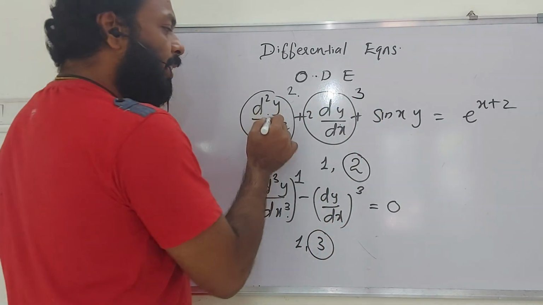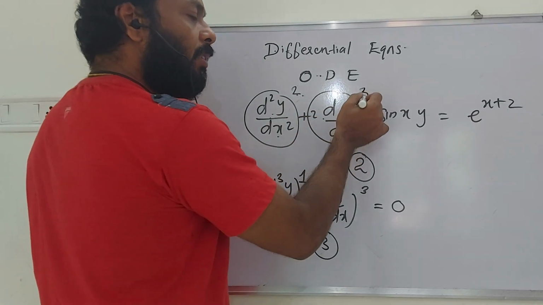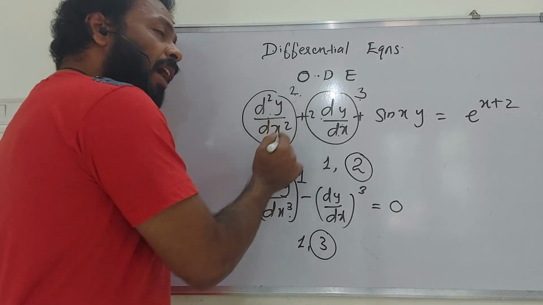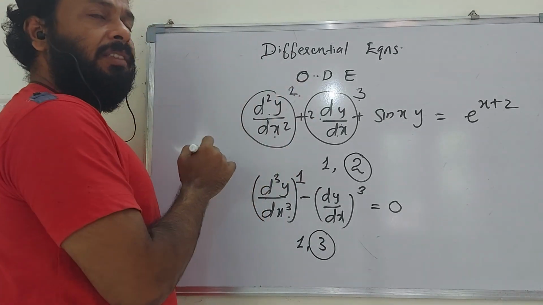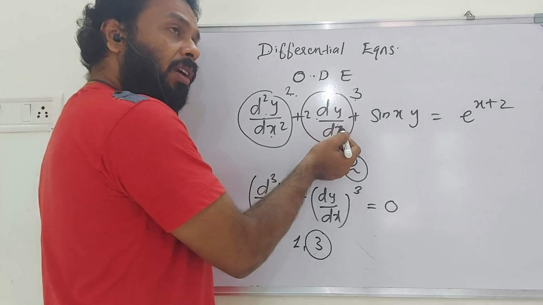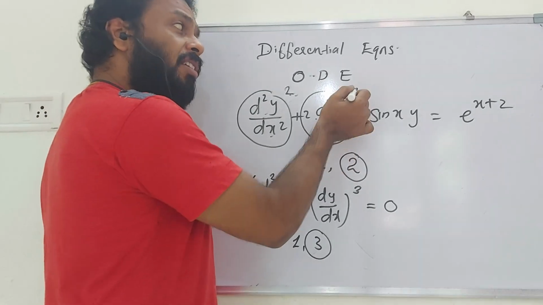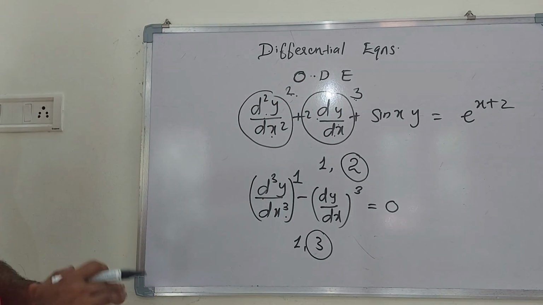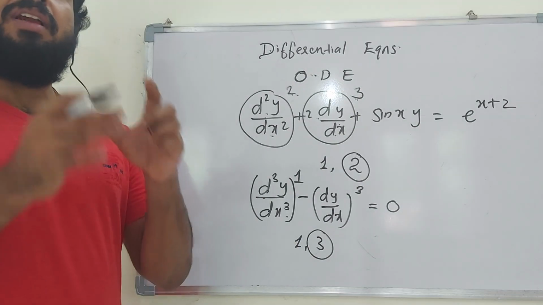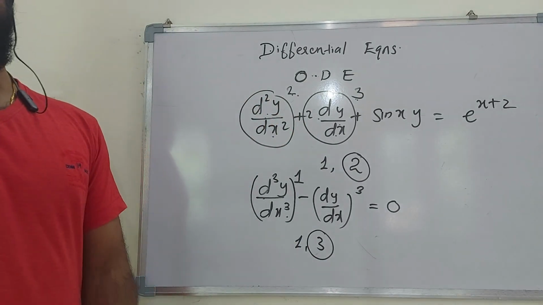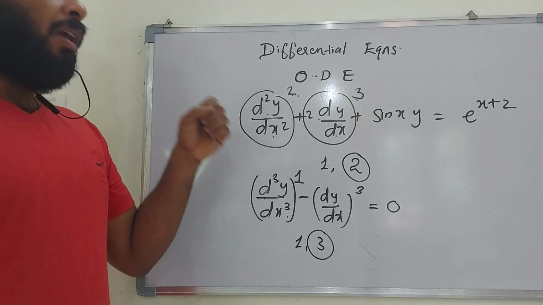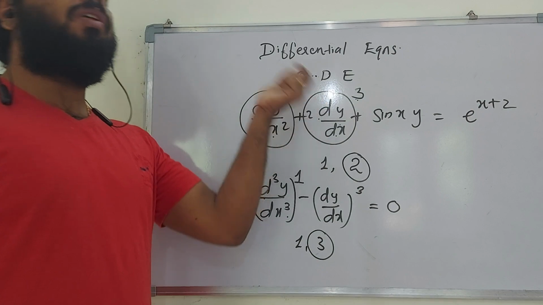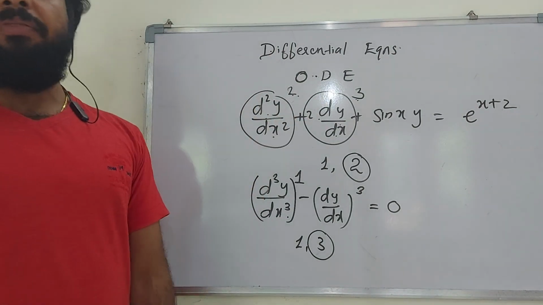Suppose d square y by dx square the whole square plus 2 dy by dx the whole cube plus sin x y equal to e raised to x plus 2. Here also we consider only the term with the highest order derivative, and its degree is 2. Here there is a first order term and its degree is 3, but it is not the highest order term in that differential equation. So to find the degree and order, we consider only the highest ordered derivative term. The order of the highest order derivative is the order of the differential equation, and the degree of the highest order derivative is the degree of the differential equation.